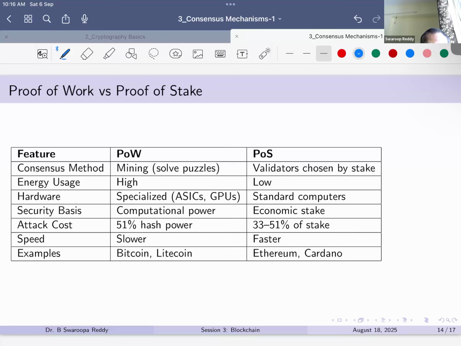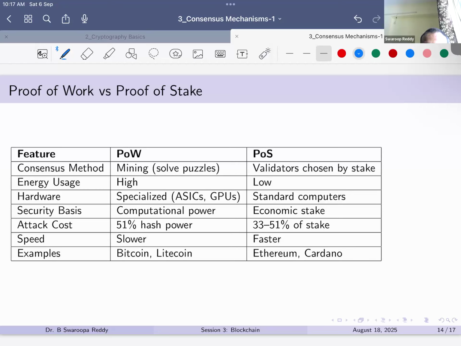So if you stake more money, then it becomes more centralized towards a particular person. That will be a risk to proof of stake also. So you need to avoid that; a larger number of participants need to be there in the proof of stake, otherwise it will become centralized.